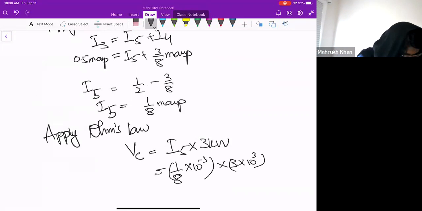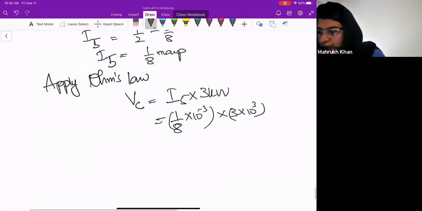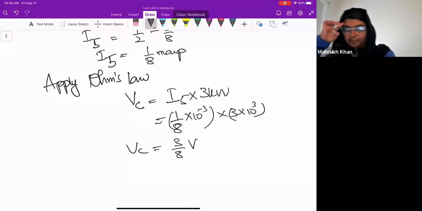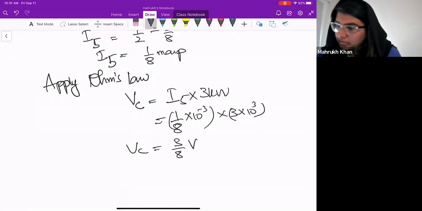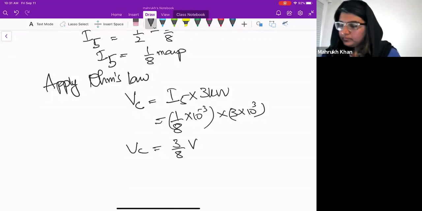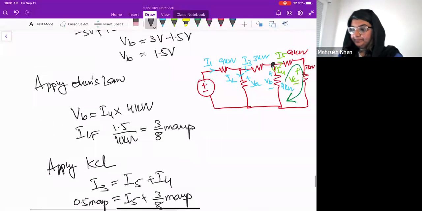Just need to confirm the answer. Yes, it's fine. So VC is 3 by 8 volts, right? Okay. But if I try to find it using the voltage divider rule, I will do that.